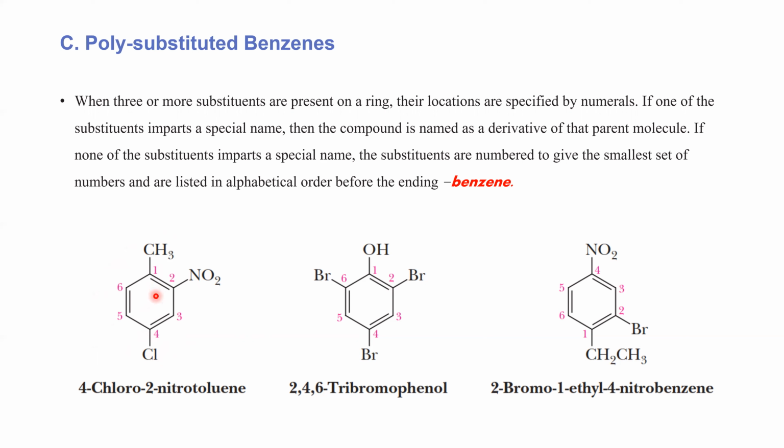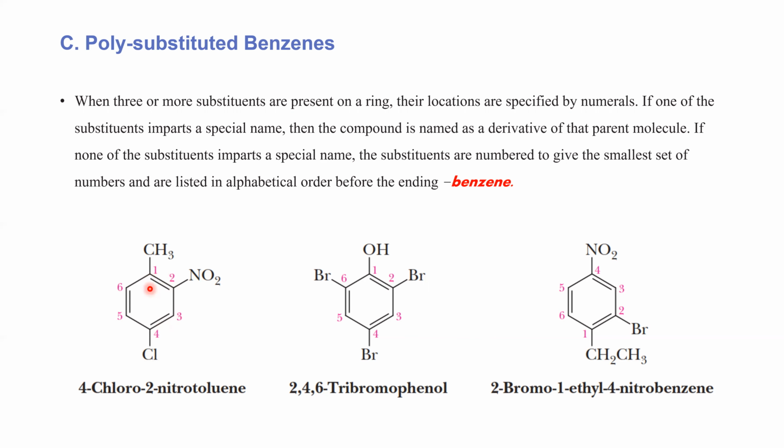So we know that the nitro and the chlorine have not been assigned any special name. Rather, the methyl substitution on the benzene ring gives toluene. So we will use toluene as a parent compound name, right? And we can write the rest of the substitution positions. So here, this is the first, then second, third, and fourth.